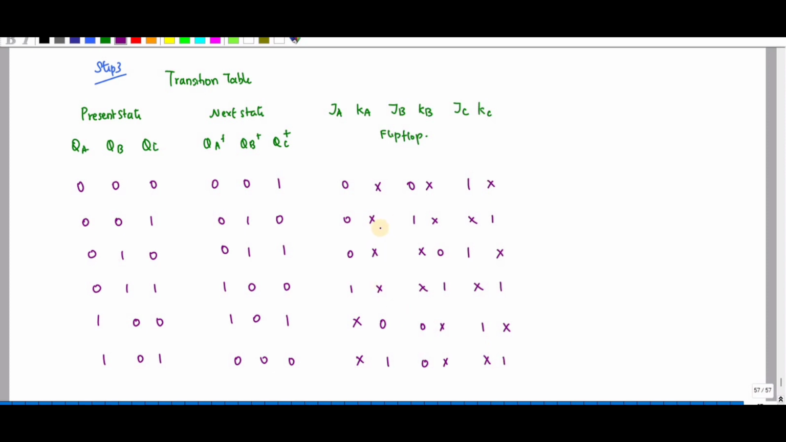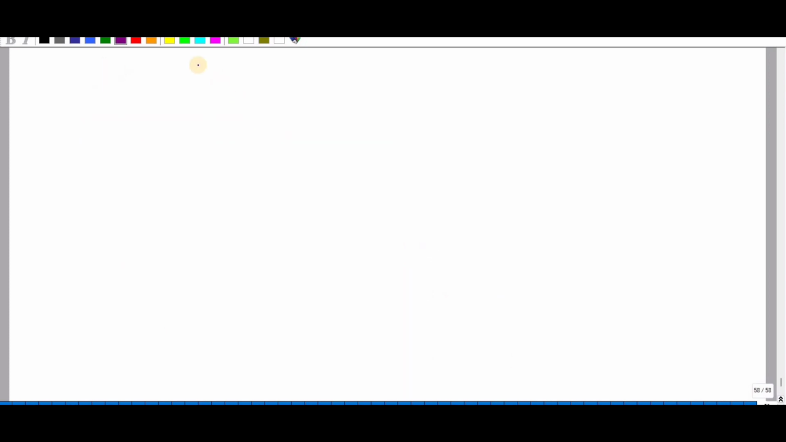Okay, so what is the next step? The next step is you need to find the value using the K map. You have to simplify the equation, right? Step 4 is simplification using K map.